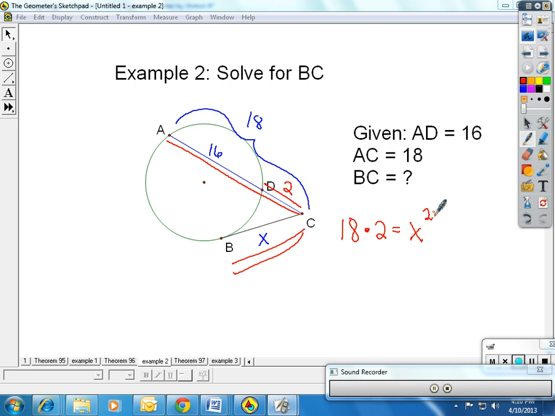Okay? What is 18 times 2? 36 equals x squared. Solve this. X equals plus or minus 6. The negative value doesn't make sense, so x must equal 6. BC must equal 6. Okay?